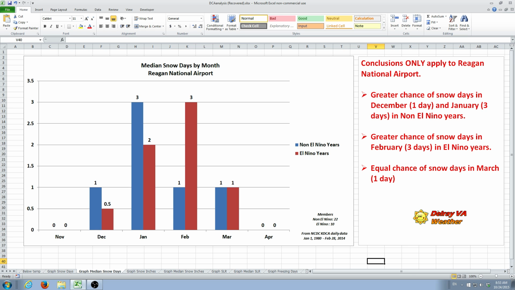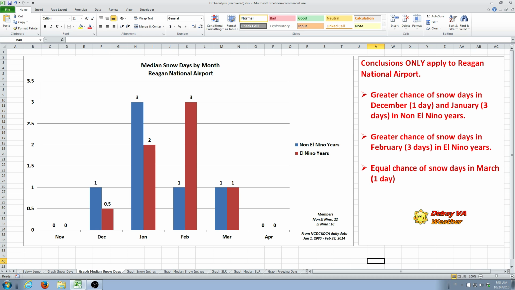But I think we can definitely conclude here that El Nino years are not warmer for winter in the Reagan National Airport area, but there is a suggestion that it is a wetter year in El Nino years at Reagan National Airport. And I should just emphasize, I'm sure you've read that on the screen, that the conclusions I'm presenting here only apply to Reagan National Airport.